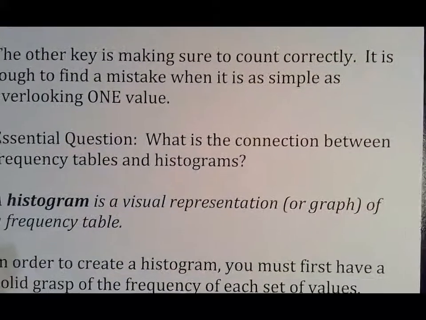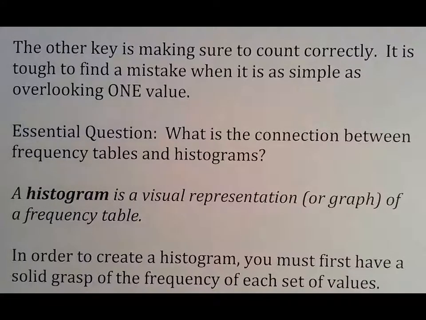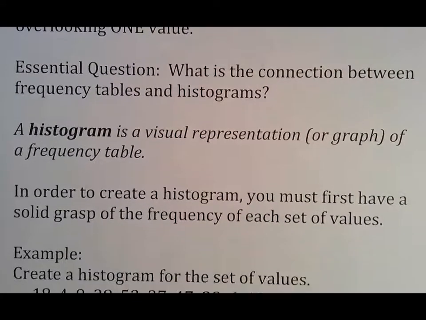The other key is to make sure you count correctly. Again, it's tough to find a mistake when it's as simple as just overlooking one value. That's why I said the best thing you can do is count the values and make sure that the number of values in the list matches the number of total marks that you counted, because if it doesn't, that's going to be an issue. So what's the connection between frequency tables and histograms?